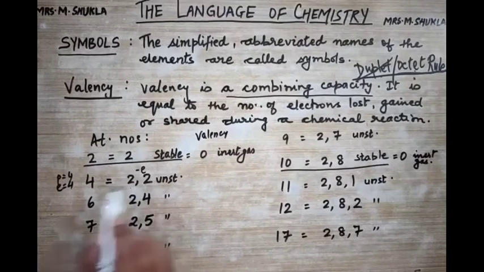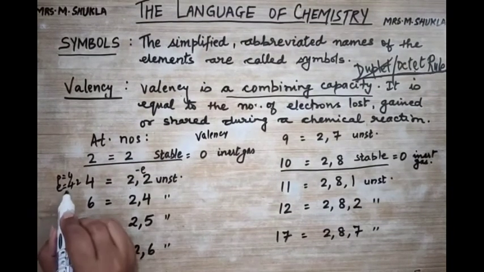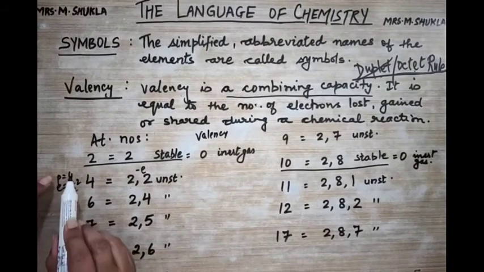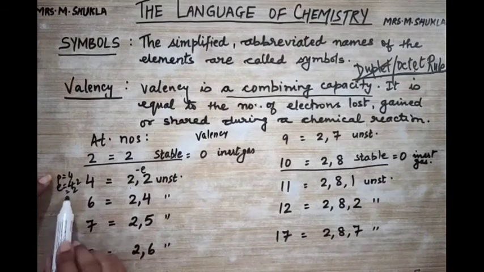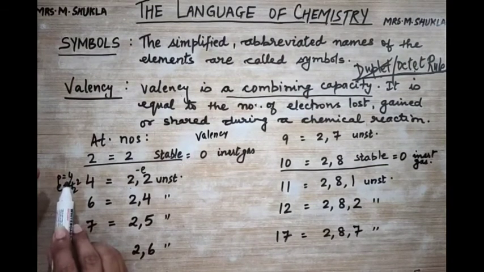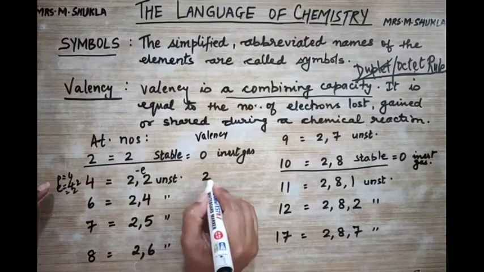To become stable, it gives away 2 electrons. How many electrons are left now? 2. Correct? Now check. What is more? Protons are more than electrons. How many more? 2 more. Right? Therefore, the valency will be 2.